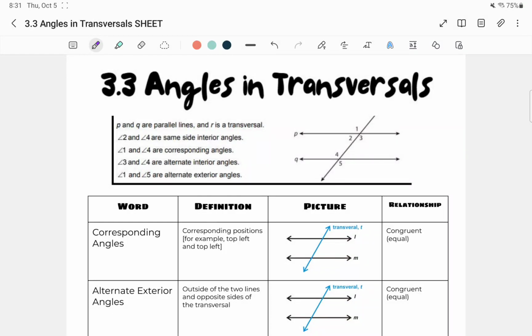Hello, scholars, and welcome to lesson 3.3, Angles and Transversals. So we're looking at more angle relationships. This time we have a transversal, which is just a line crossing two parallel lines.